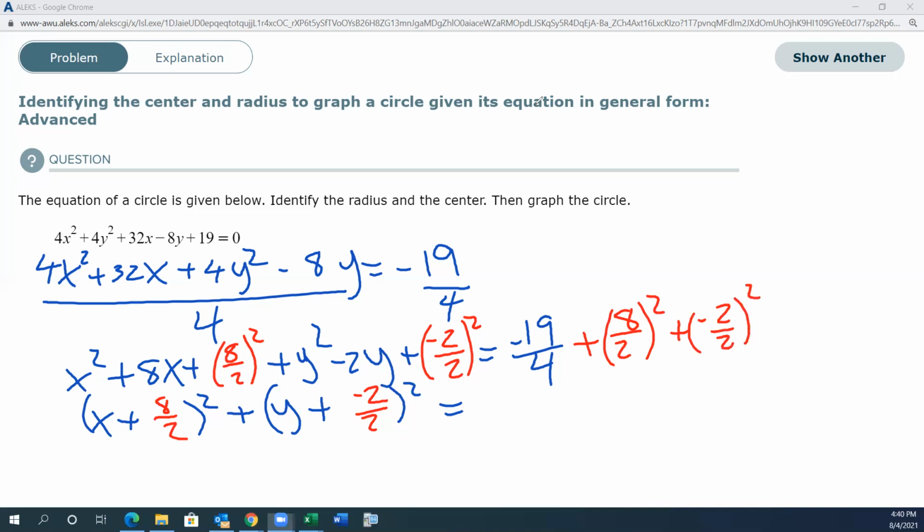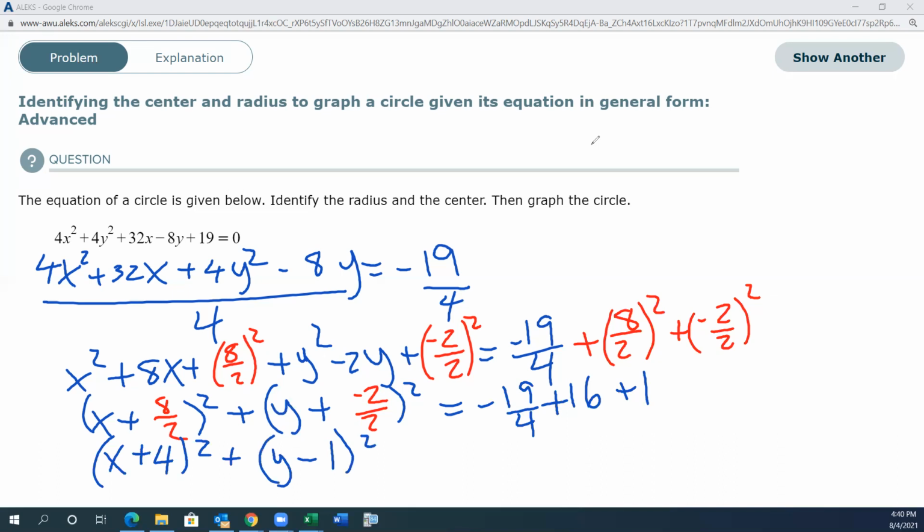So what do we have now? Negative 19/4, and 4 squared is 16, so plus 16. And this guy will be negative 1 squared, that's 1. That tidies it up a bit. Let's keep tidying: (x plus 4) squared plus (y minus 1) squared. Hey, we know the center now. The center is negative 4, positive 1. We've got that figured out. In fact, I'm so excited, I'm just going to write that down. So negative 4, positive 1 is the center.